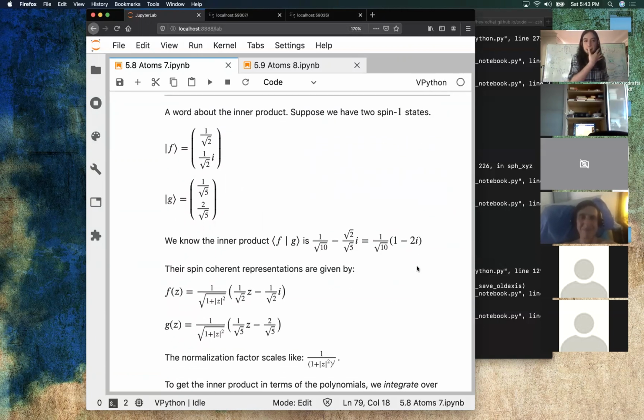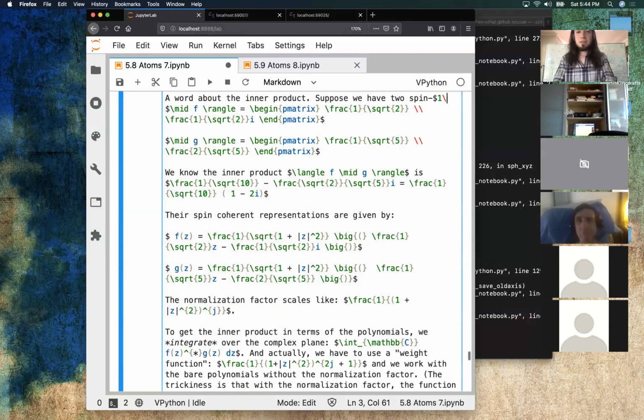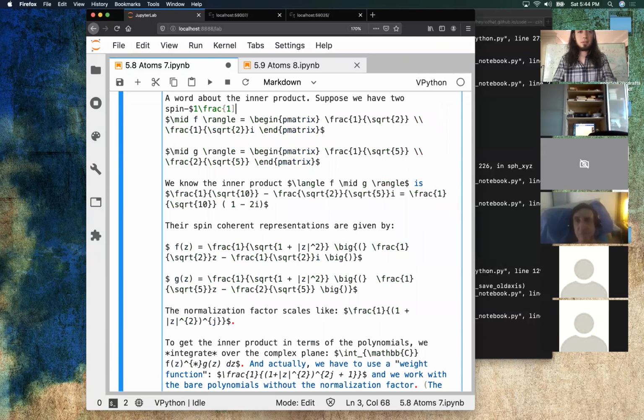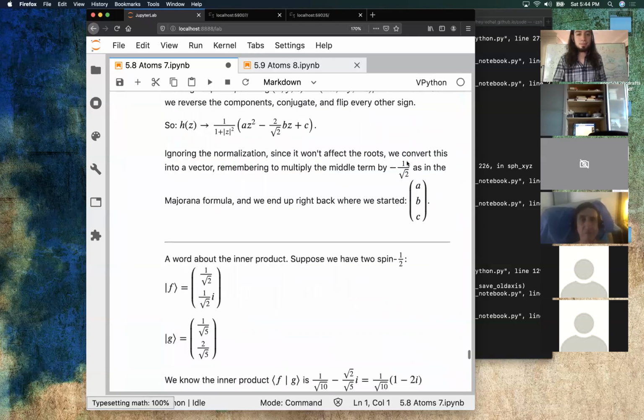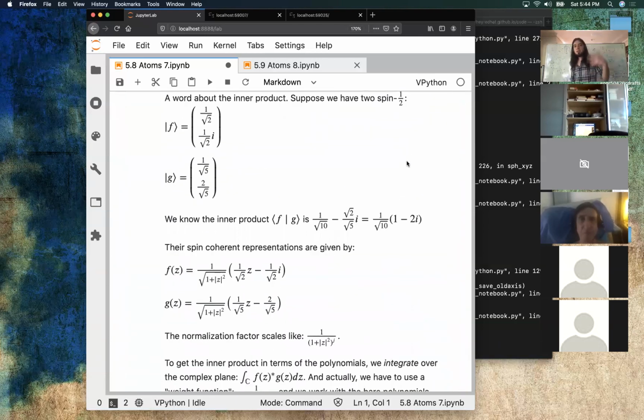Furthermore, we can talk about the inner product in terms of the polynomial. This should say spin half. So, suppose we have two spin half states. I've just chosen them to be not that complicated. 1 over square root of 2, 1 over square root of 2i, and then this one is 1 over square root of 5, 2 over square root of 5.